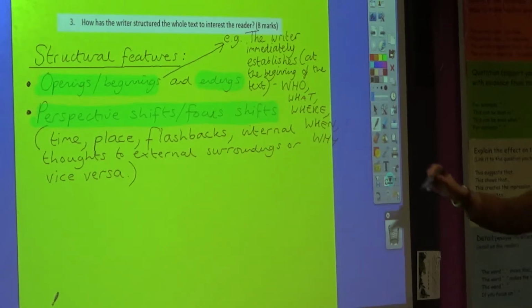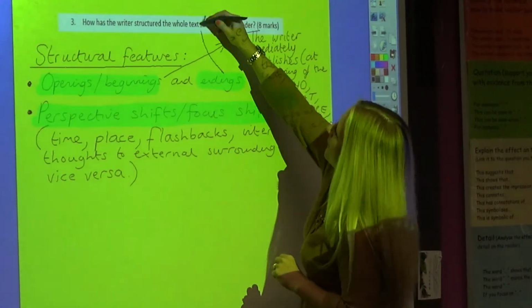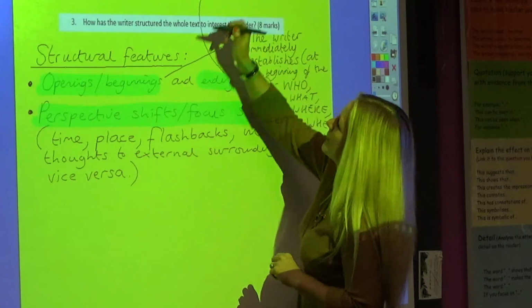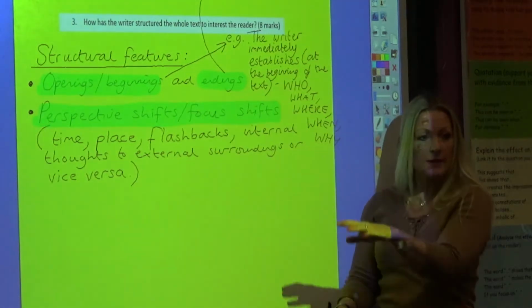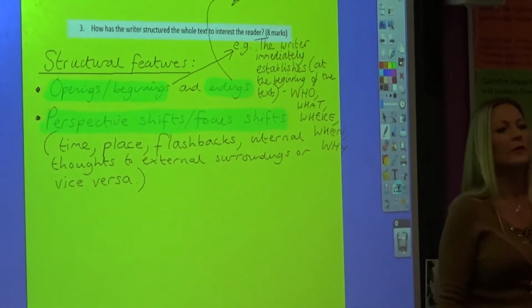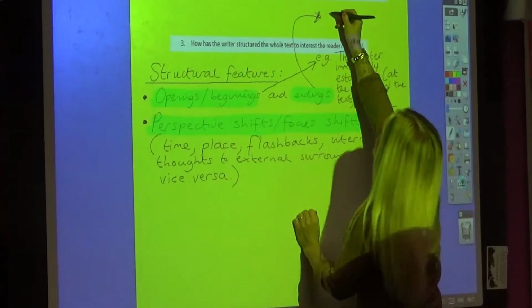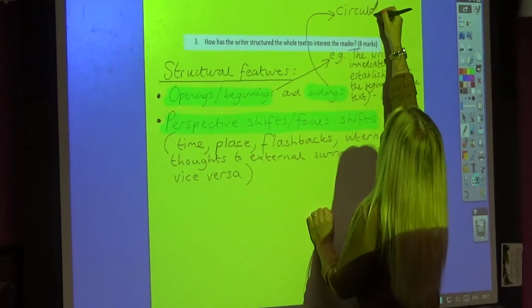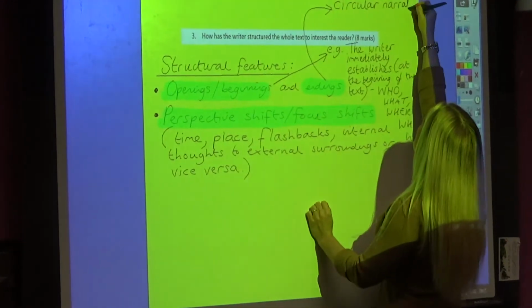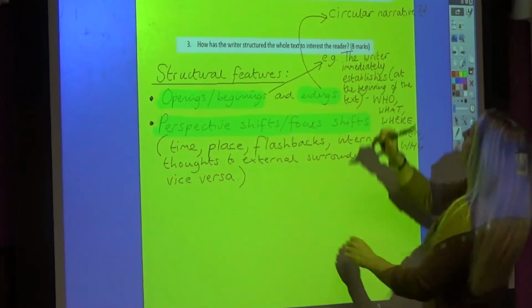Okay, let's think about endings now. I'll write this up here. What should you always look for? Because if you look at the first and the last sentence, what can you always look for with the ending of a text? Is it circular narrative? Right, okay. So is there any, and these again are all your structural terms that you need to talk about.